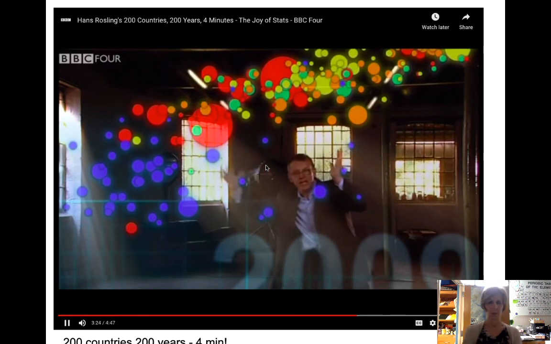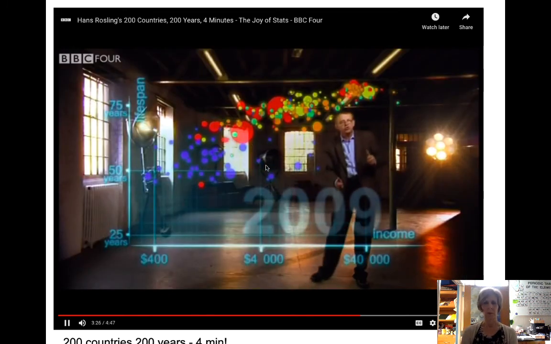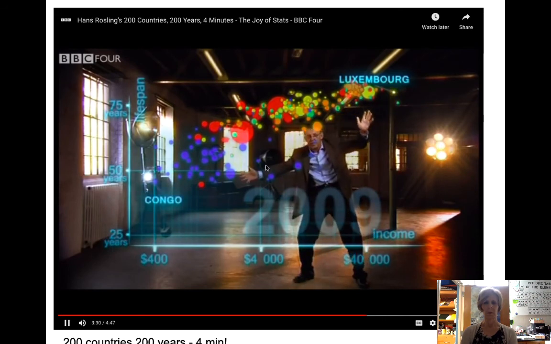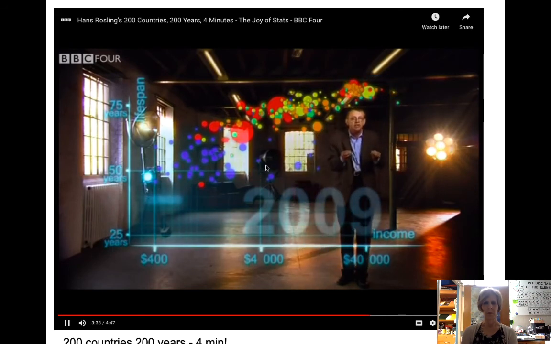Most people today live in the middle, but there are huge differences at the same time between the best of countries and the worst of countries. And there are also huge inequalities within countries.